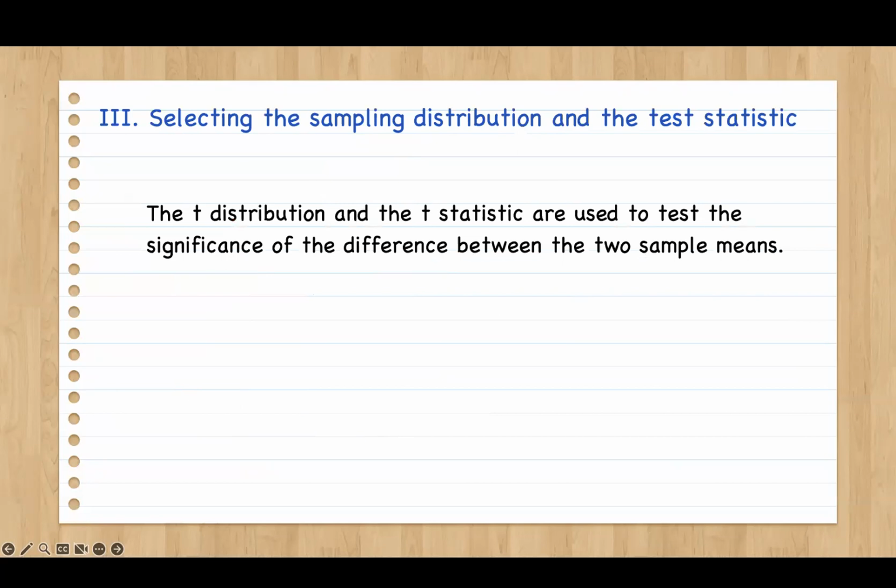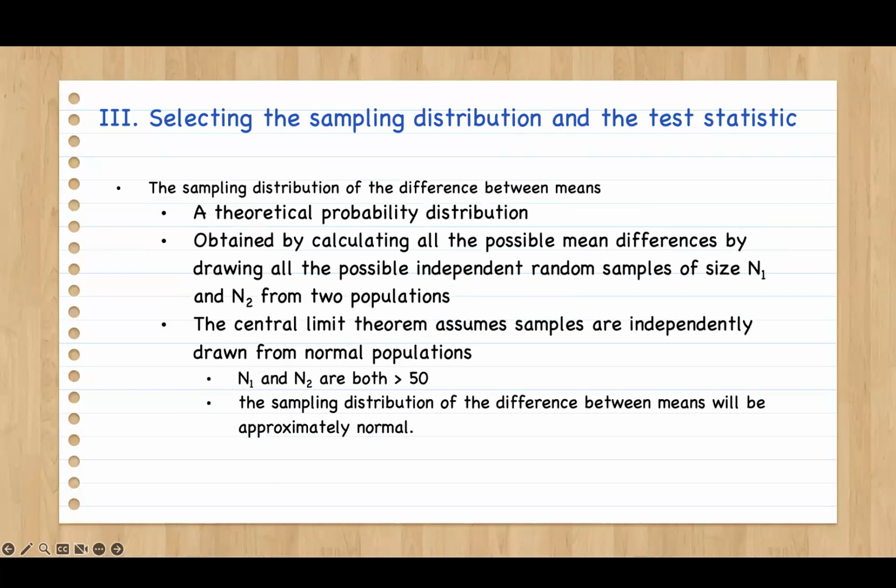Next step, select the sampling distribution and the test statistic. So when you test the difference between two means, we use the t distribution and t statistic. This is knowledge you could remember or memorize. Now the test about the difference between two sample means is based on the sampling distribution of the difference between the means. The sampling distribution of the difference between means is a theoretical probability distribution that would be obtained by calculating all the possible mean differences by drawing all the possible independent random samples of size 1 and size 2 from two populations.